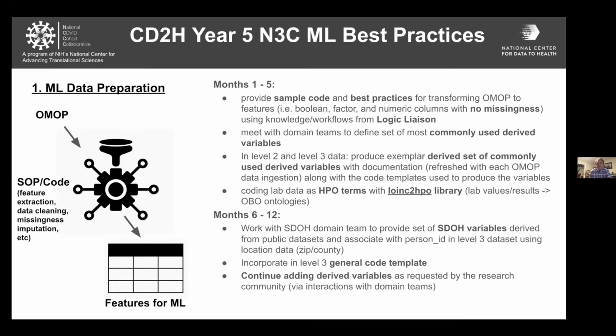And maybe one thing I will mention, this is something my group is working on, is the LOINC to HPO library. Lab values are typically represented using LOINC codes. And this is fine, but for machine learning, one of the difficulties of using LOINC is that the codes are very redundant. For instance, there are 20 different codes for blood sugar.